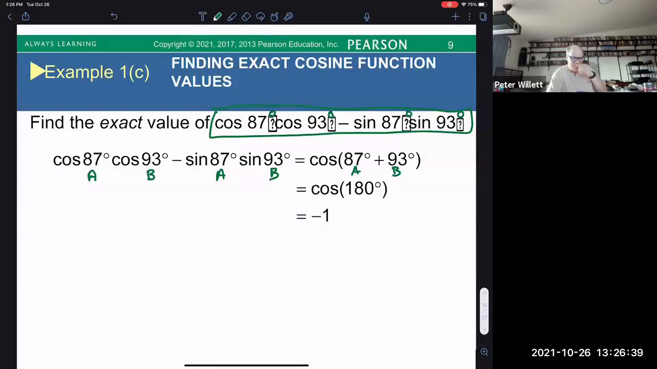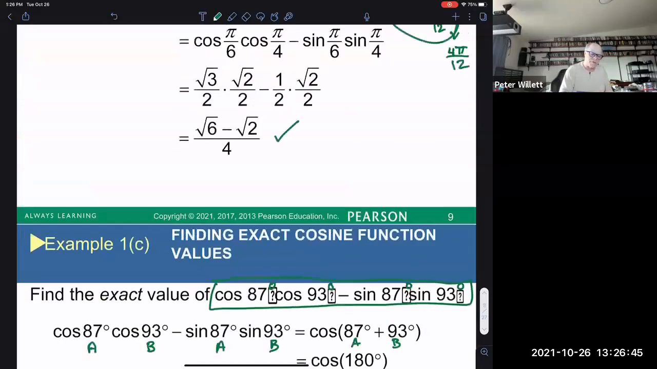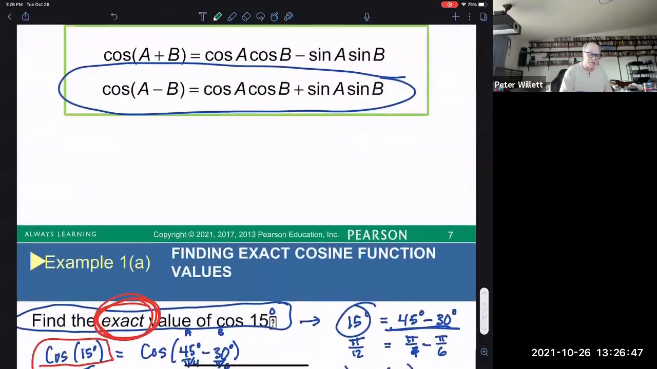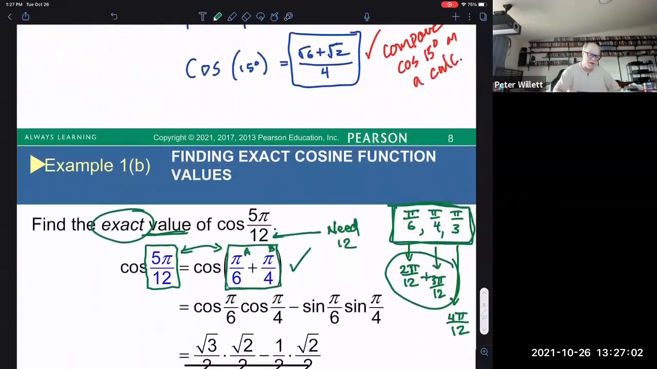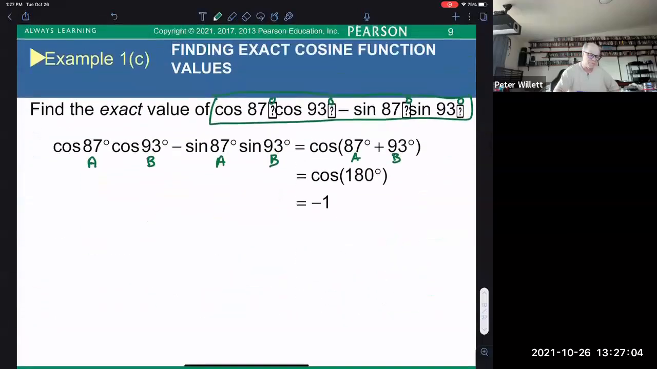So in this case, the expression that you're given is purposefully designed to match a formula like one of these on the right. If they do that, then you can say, well, I definitely need to use the cosine for a sum or difference because it looks just like that expression on the right, and then I can convert it into the left value, which hopefully will be simpler.